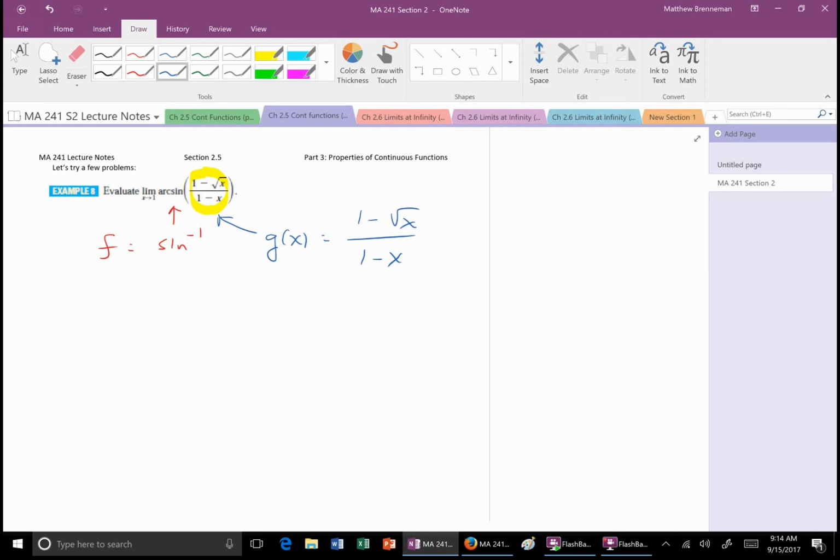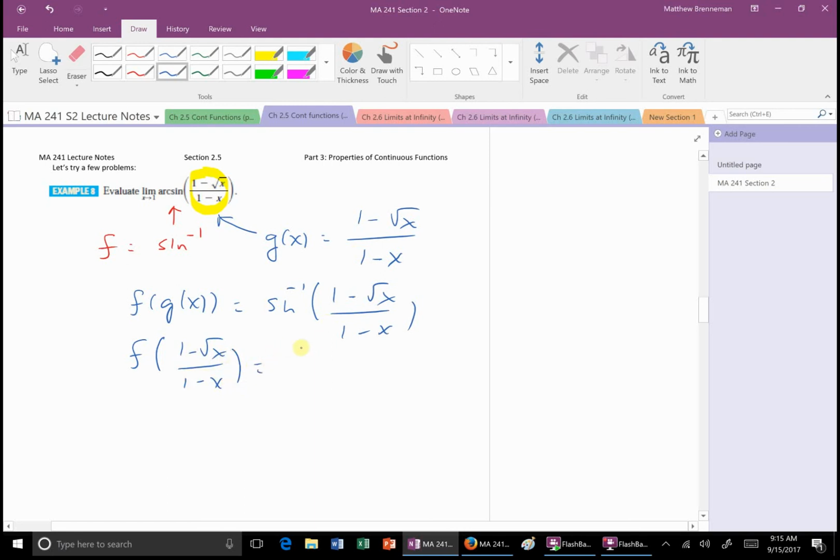It's not a bad idea to test yourself. How can I test to make sure that's true? Well, I could substitute this in and see, right? I'm claiming that f of g of x is equal to the inverse sine of 1 minus the square root of x over 1 minus x. Well, this is f of g of x, and f is inverse sine. I'm putting a question mark here because I'm not sure if that's true or not. But sure enough, when I substitute it in, it works.